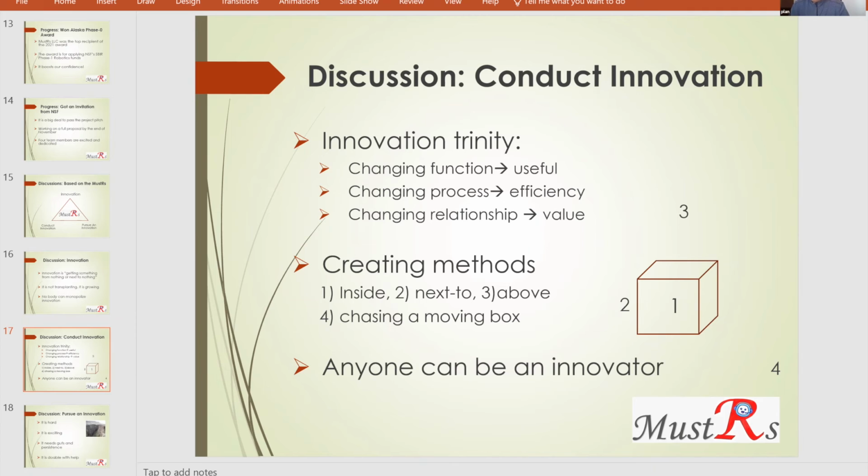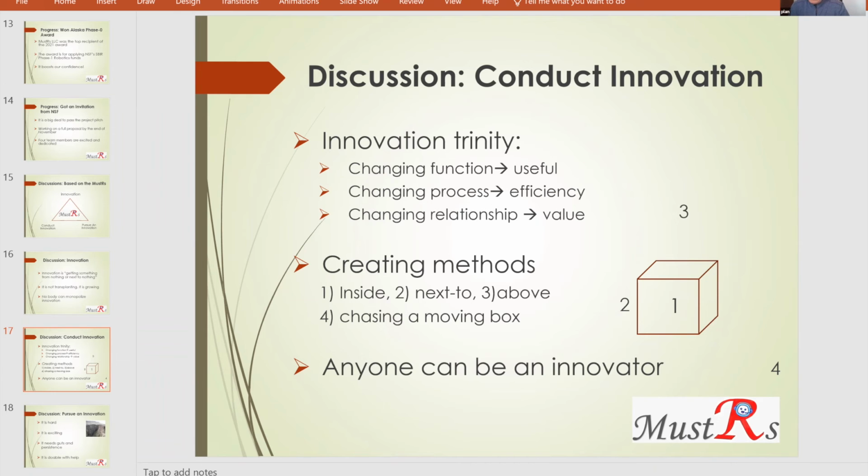The fourth way we see is what I call chasing a moving box. This is mainly based on technology. Technology development is moving the box. They are always inventing a different way to do things. So you follow this trend, and you develop new solutions. So this is the fourth way.